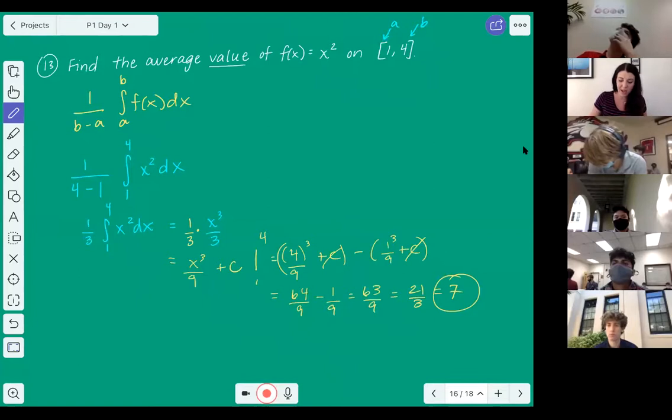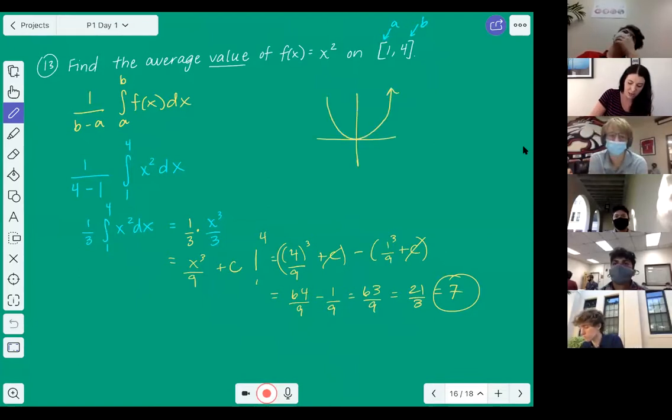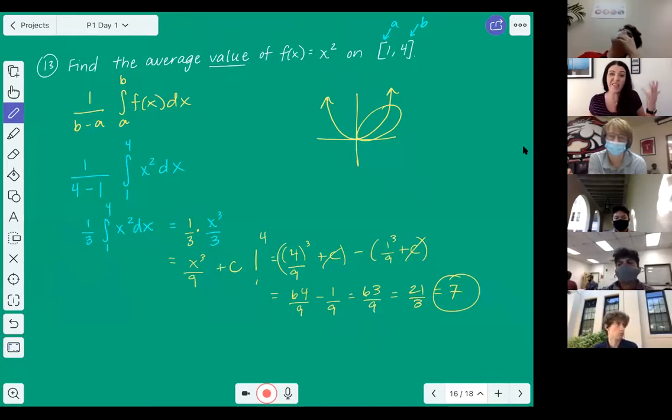What we're finding now is the most expected y value. So what we're saying on x squared from 1 to 4, like we're trying to figure out what the most average output value is. And so the most average output value on that interval is 7. That's the most expected output that we're going to get. Okay, questions on that problem?